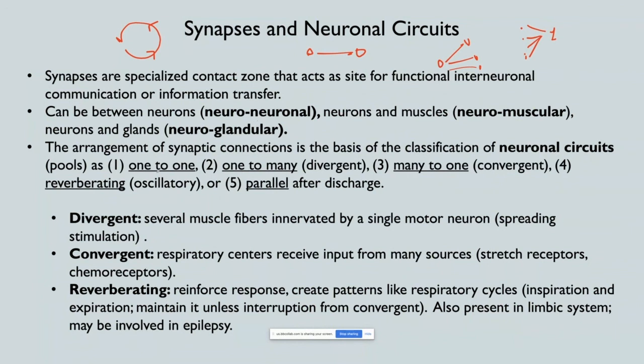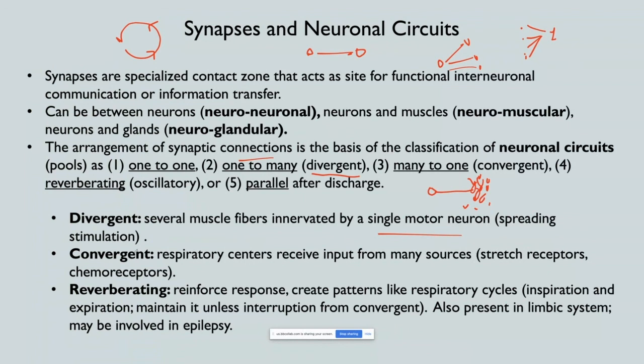Now, let's take a look at these. One-to-one is easy to understand. This simulates that. One-to-many are also called divergent, and here we can give an example. Several muscle fibers can be innervated by a single motor neuron. You have a motor neuron that is stimulating 100 muscle fibers. From one, you stimulate many.